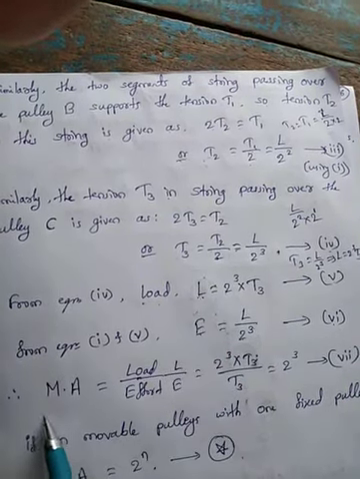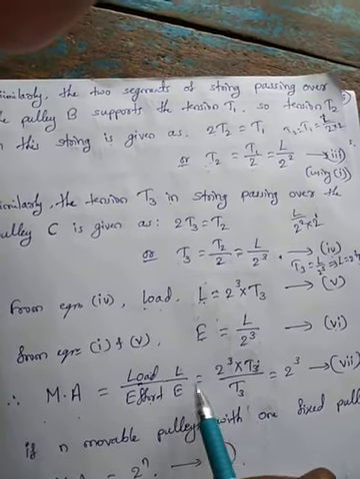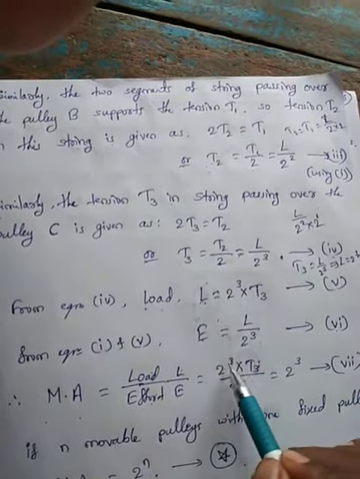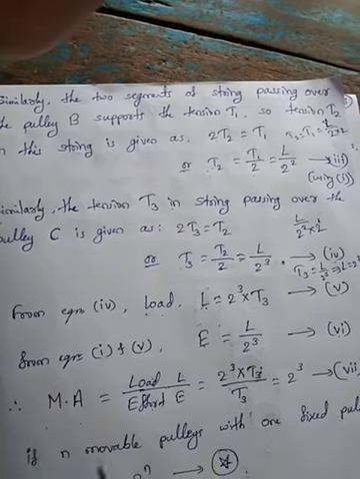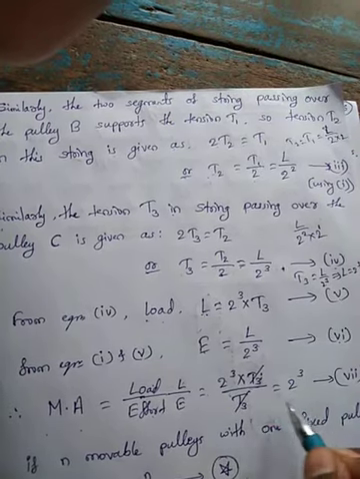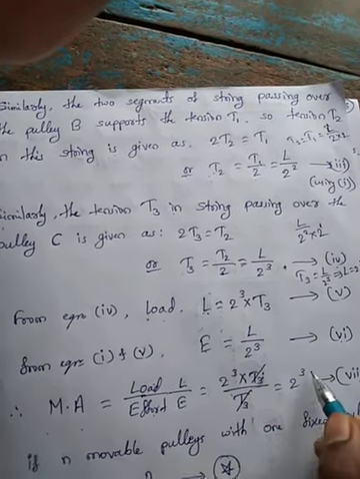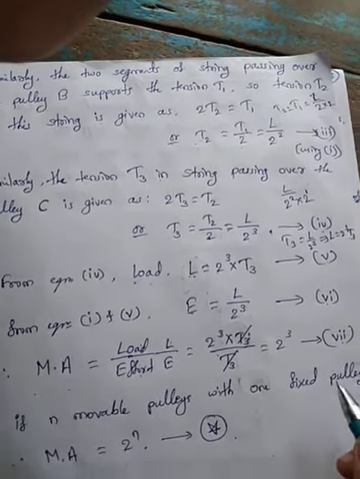And what we want? Mechanical advantage. Formula is load by effort, L by E. That is equal to, L means what? 2 cube into T3 divided by effort; from equation number 1, E is equal to T3. T3 gets cancelled, remaining 2 cube. This is equation number 7 and that is our mechanical advantage.